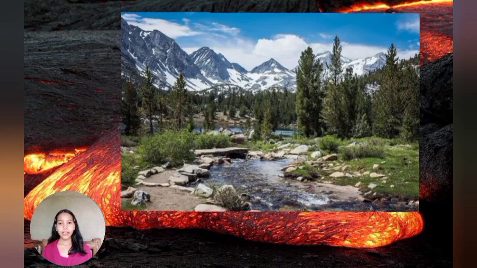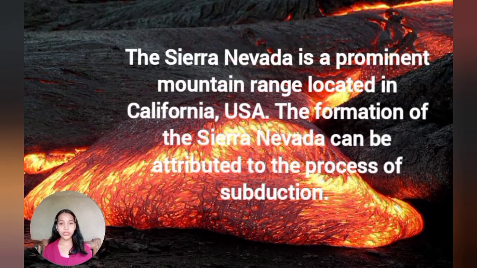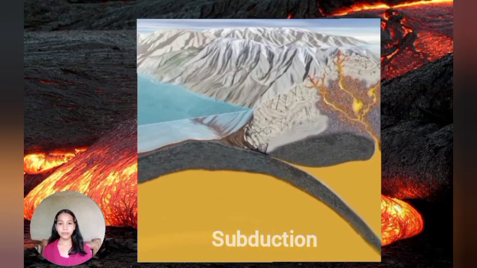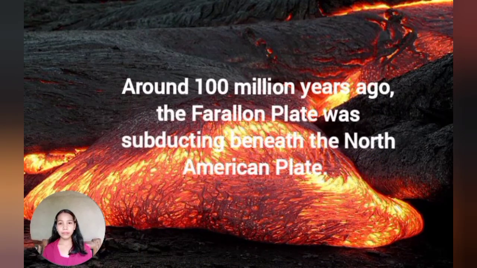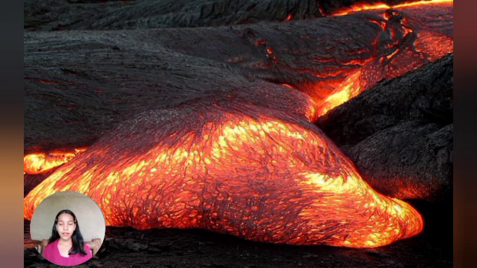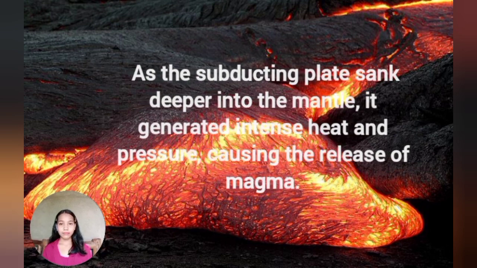Number 2. Sierra Nevada Mountains. The Sierra Nevada is a prominent mountain range located in California, USA. The formation of the Sierra Nevada can be attributed to the process of subduction. Around 100 million years ago, the Farallon Plate was subducting beneath the North American Plate. As the subducting plate sank deeper into the mantle, it generated intense heat and pressure, causing the release of magma.